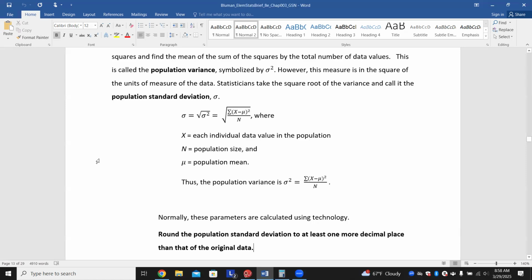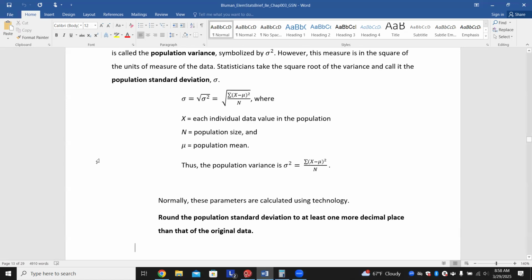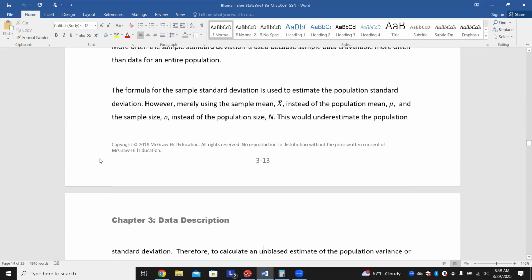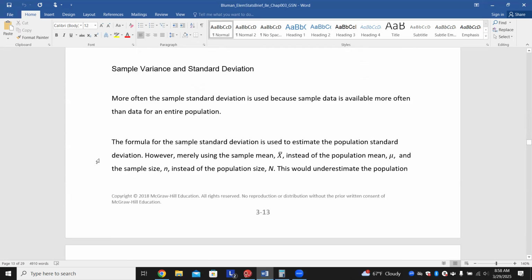So we're going to round the population standard deviation to at least one more decimal place than that of the original data. Just like with the mean, if it's all whole numbers, we're going to round to the tenths. If everything's in money, then we're going to round to the thousandths, right? 3 decimal places. All right, so that is population variance and standard deviation. Now talking about sample variance and standard deviation. This is typically what you talk about more, but we can talk more about population if they give us some information as well.